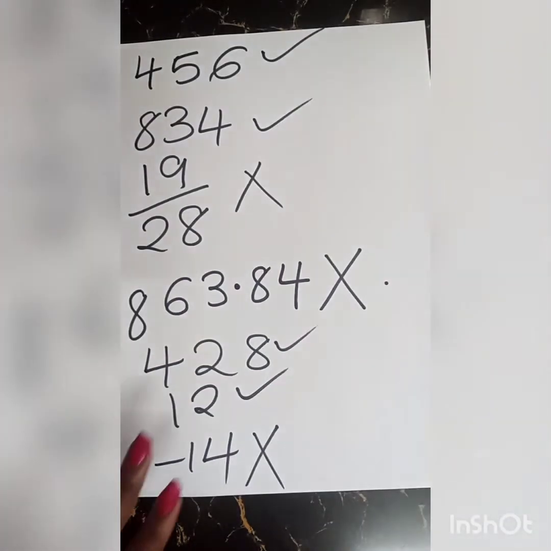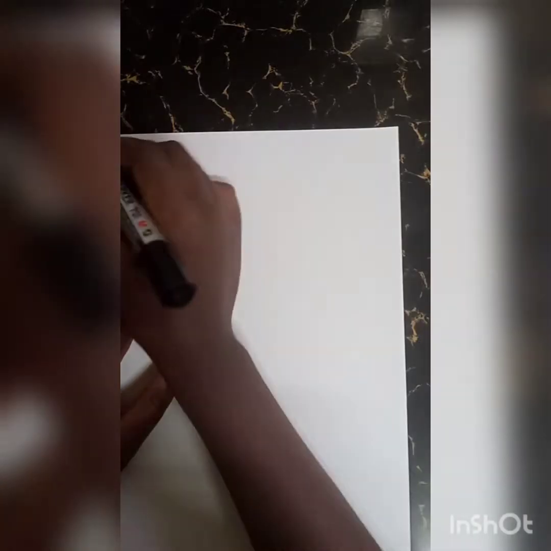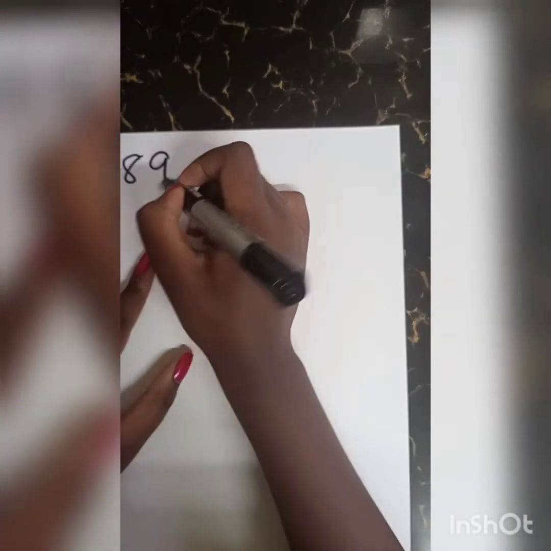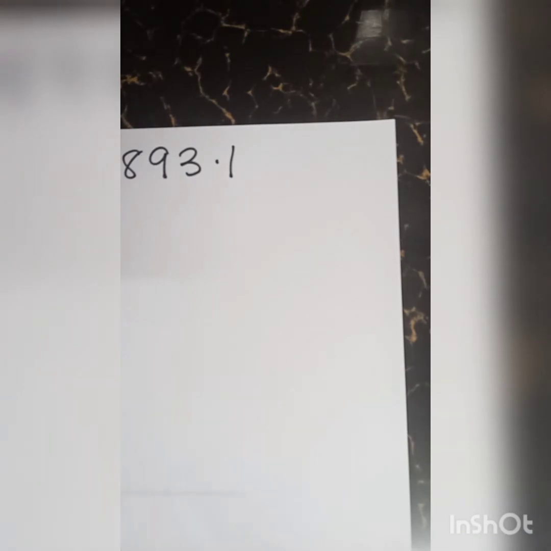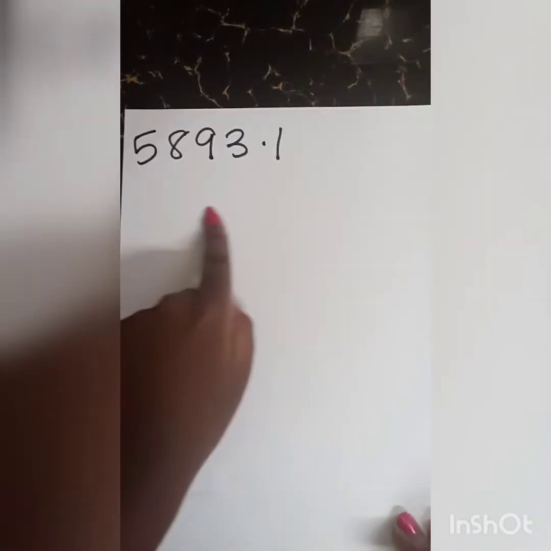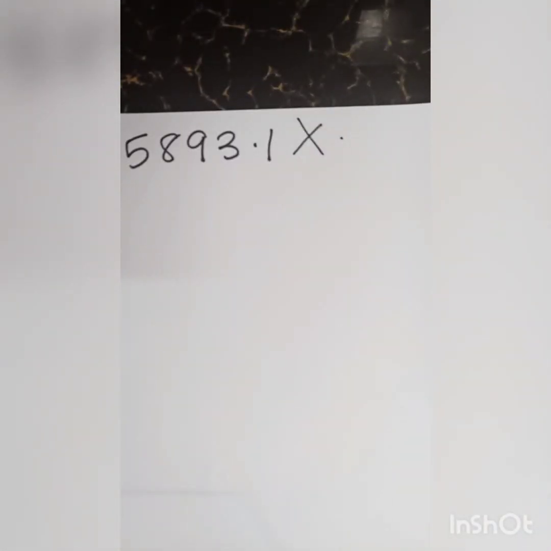And last but not least, what is the last number? 5. Okay, is this a natural number? No, this cannot be a natural number because it has a decimal point, okay, which therefore means that this number is a decimal number and not a whole number, okay?